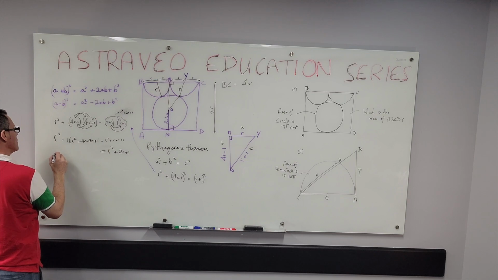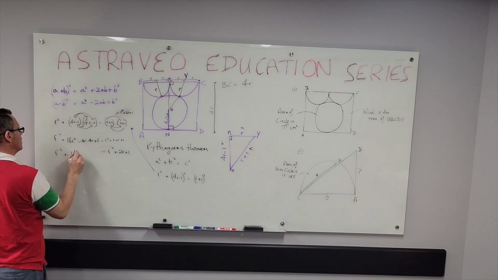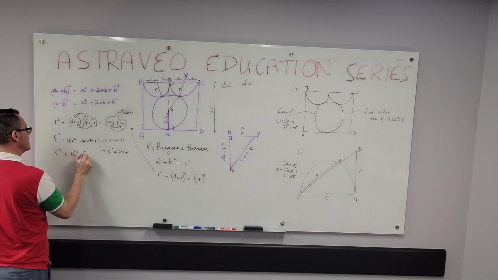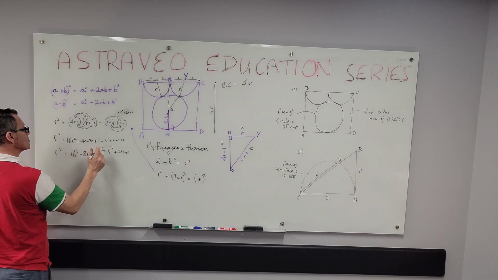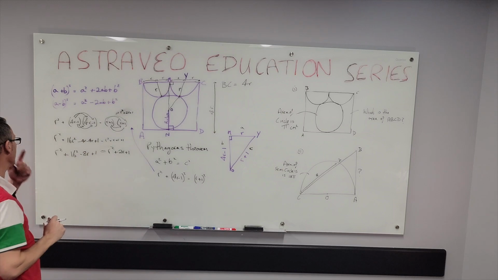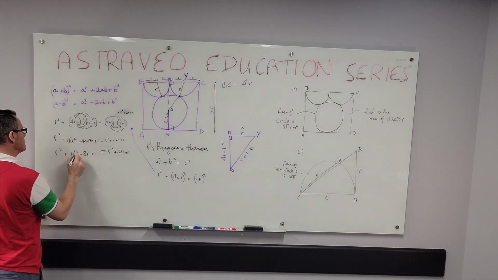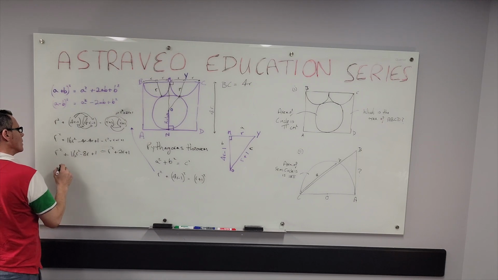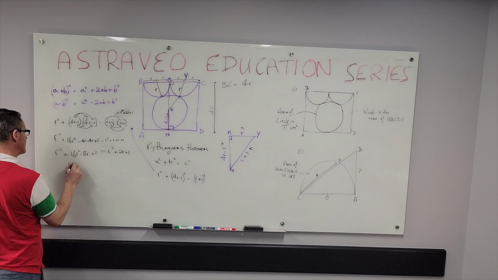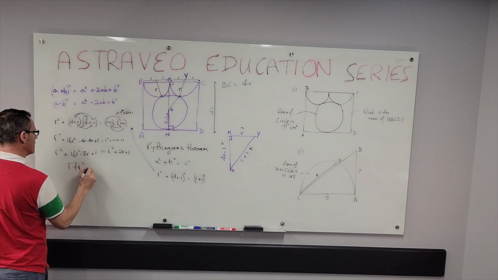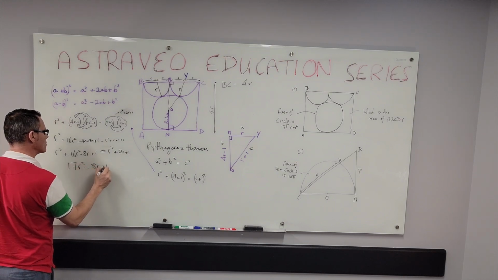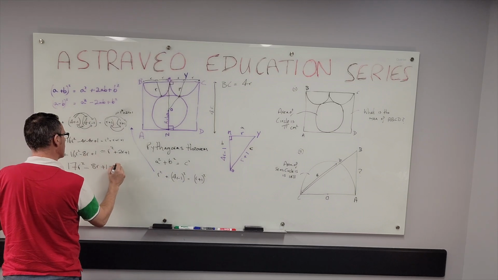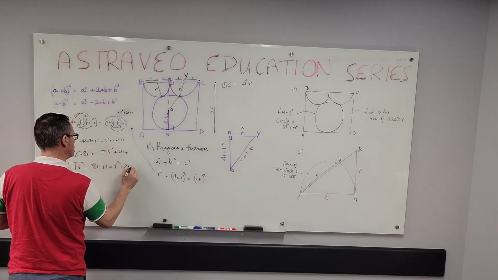Okay, so we get r squared plus 16r squared minus 8r plus 1 equals the right-hand side. Okay, we are in business. Whoops, I didn't do that quite right. 16r squared. So these two together are 17r squared minus 8r plus 1 equals r squared plus 2r plus 1.